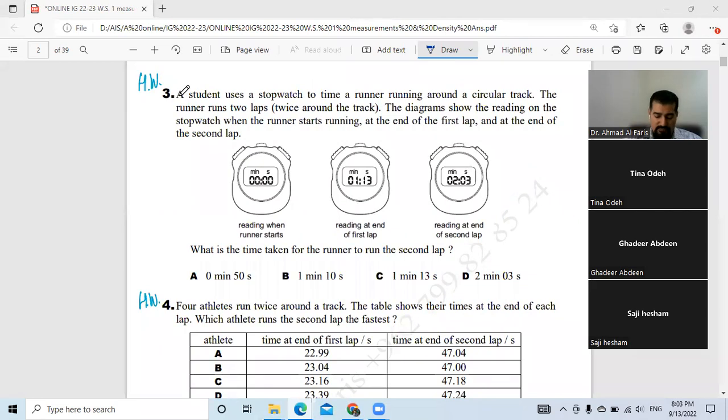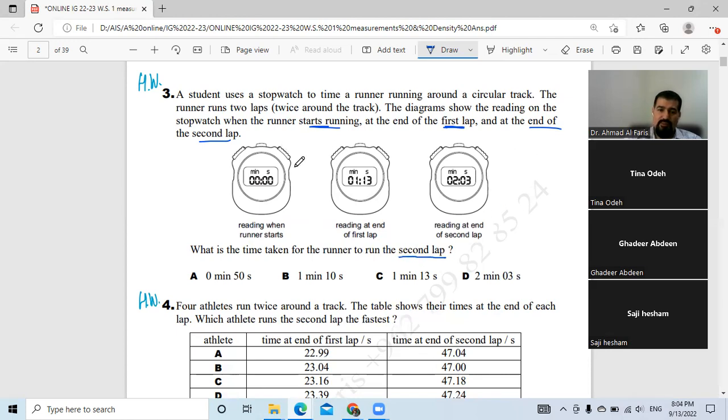Question number 3. A student uses a stopwatch to time a runner running around a circular track. The runner runs 2 laps, twice around the track. The diagram shows the reading of the stopwatch at the end of the first lap and the end of the second lap. So he starts the stopwatch from 0. The first lap was 1 minute 13 seconds, and the second lap was 2 minutes 3 seconds. What is the time taken for the runner to run the second lap?